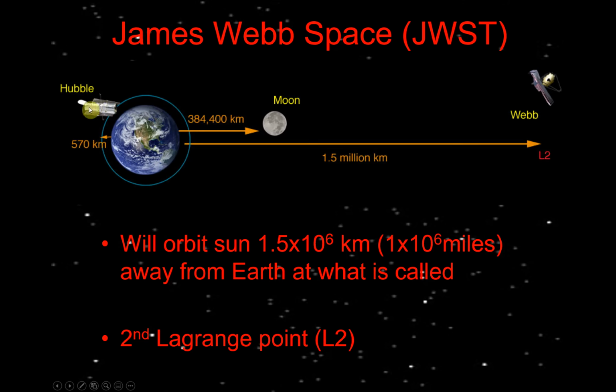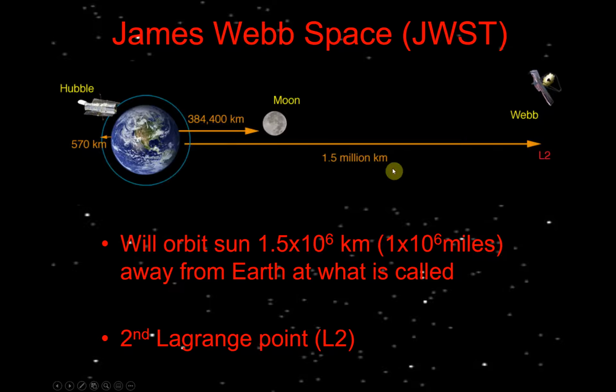So here we have the Hubble Space Telescope at 570 kilometers. Here's the Moon at 384,000 kilometers. And here's the Webb Space Telescope going out to L2 at 1.5 million kilometers. So it will be orbiting the Earth very far away and following the Earth in its orbit at what we call the Lagrange point.